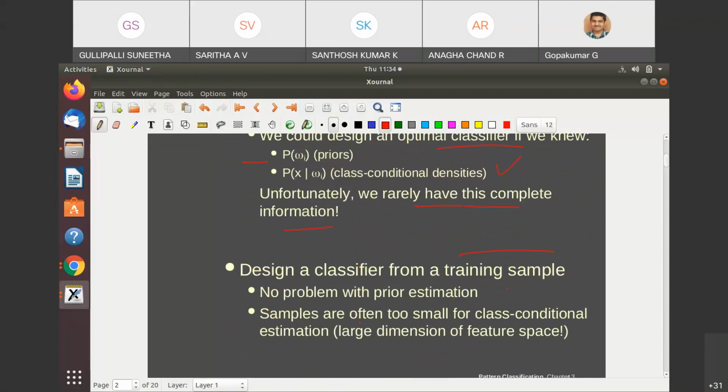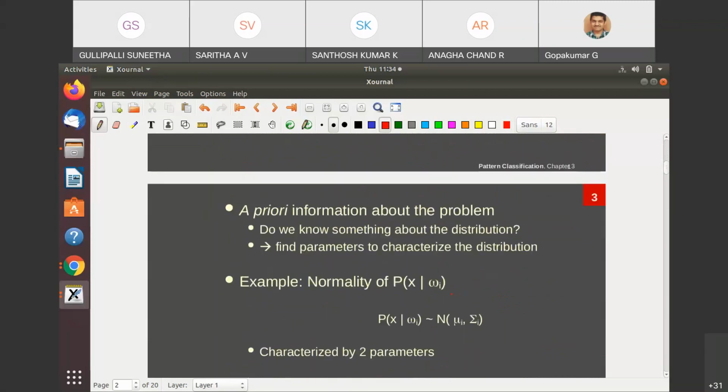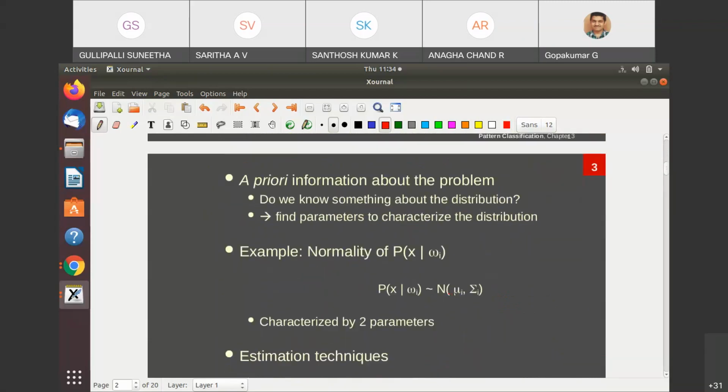Okay, maybe the problems that we have actually discussed: samples are too often small, and other issues. Now, if we have some prior information about the problem, then we can find out maybe the prior probabilities. If there's something about the distribution, then we have to find the parameters to characterize the distribution. So, the same thing that we have discussed.